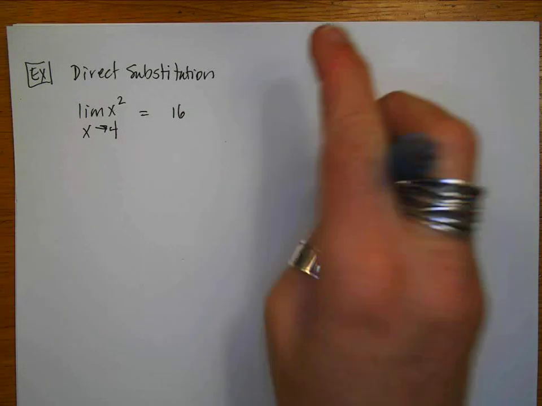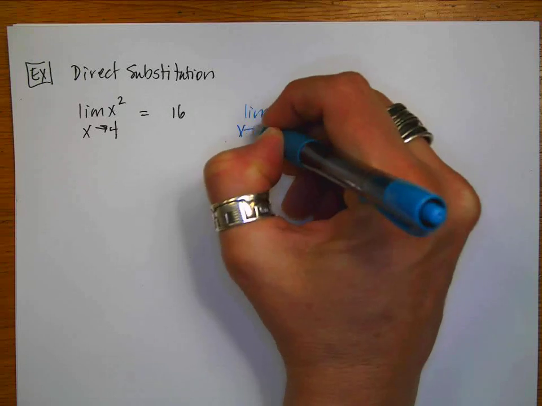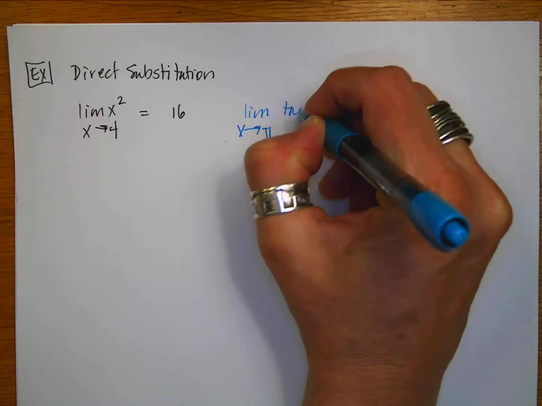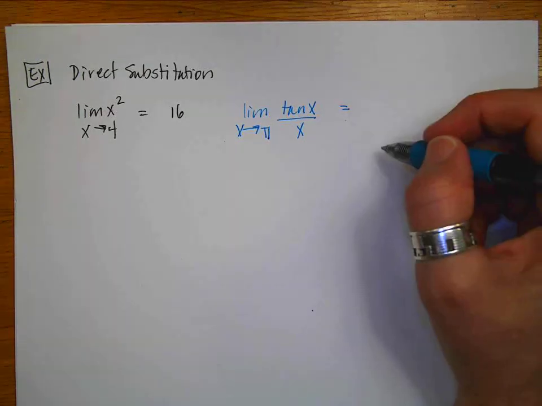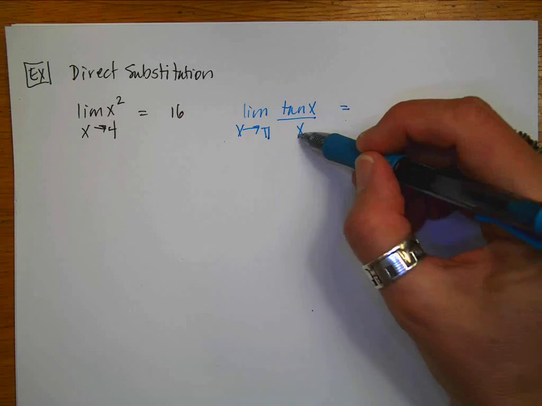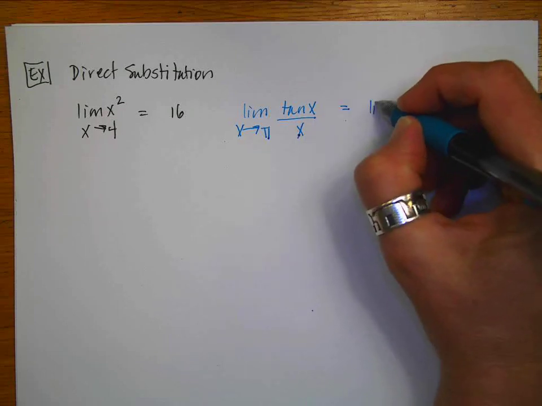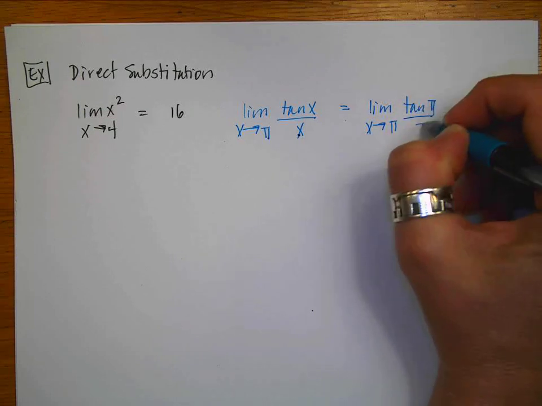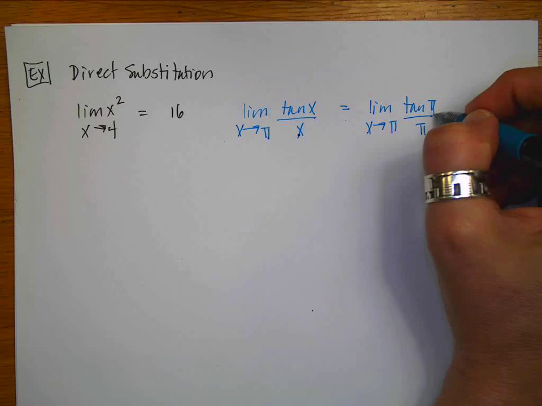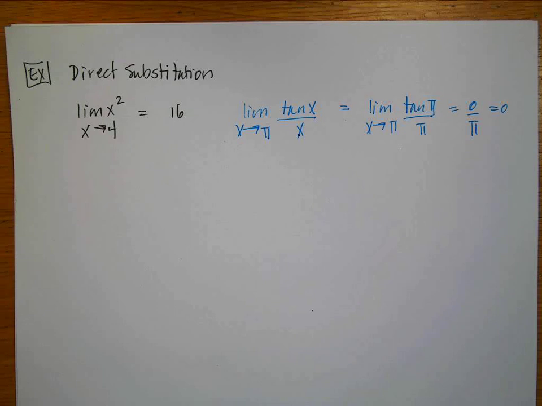Alrighty. So then if I did another one with direct substitution, let's say I want to do the limit as x approaches pi of the tangent of x divided by x. If I do my direct substitution, pi goes into the denominator, so it's not undefined, so I don't have to get creative with some algebra. So this is going to be the tangent of pi divided by pi. The tangent of pi is 0, so therefore the limit is 0.